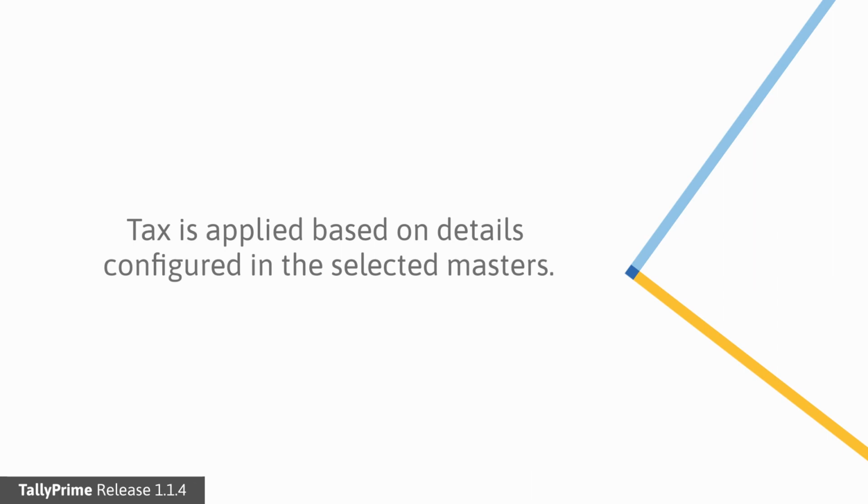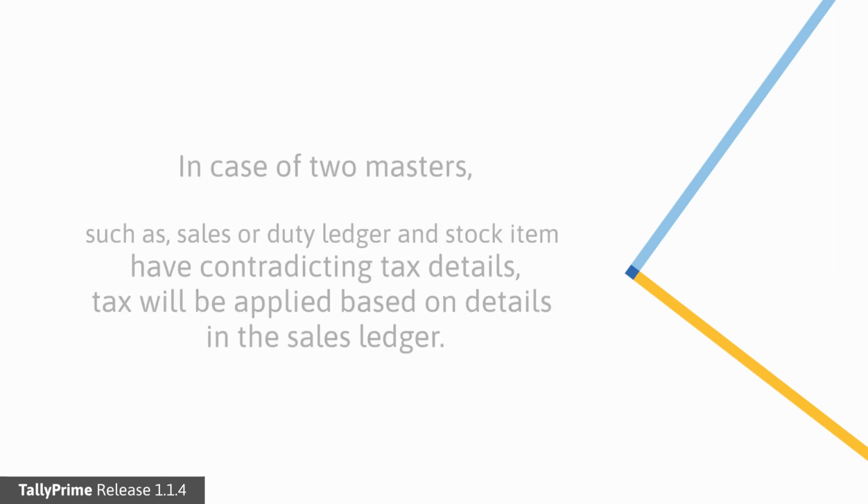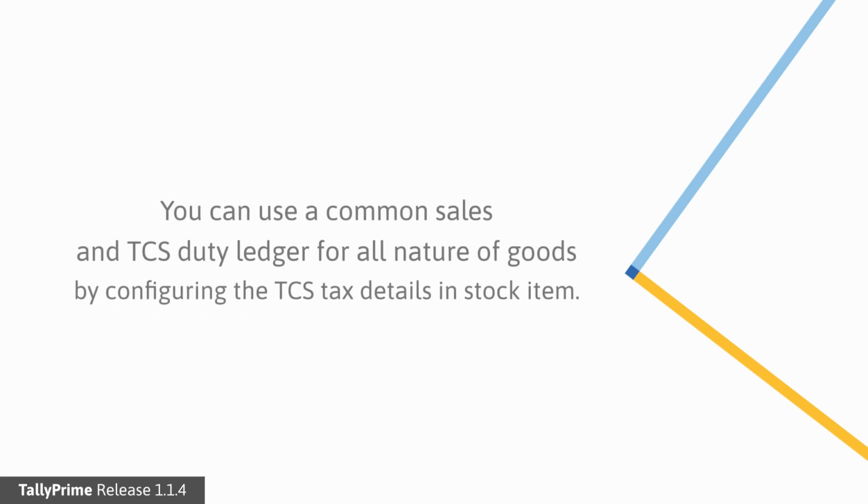In a transaction, tax rates are applied based on the master that has TCS details configured. If the stock item and sales ledger have contradicting TCS details, then tax is applied based on the details specified in the TCS sales ledger. You also have the option to select or override the nature of goods in the transaction. If you are dealing with multiple TCS nature of goods, then you can define the TCS details at the stock item level and use a common TCS sales ledger and tax ledger.